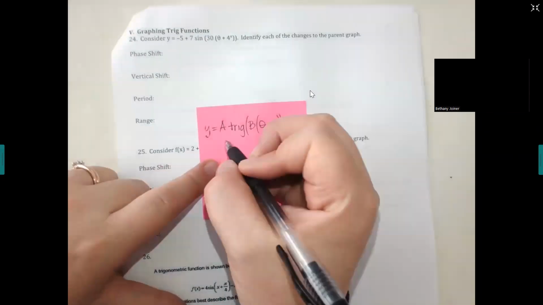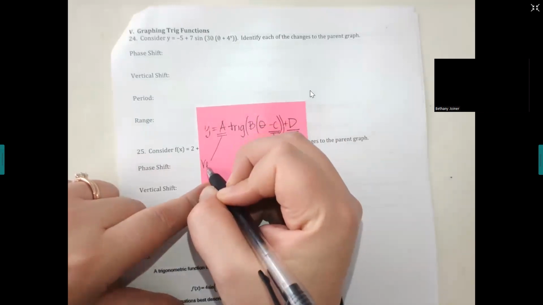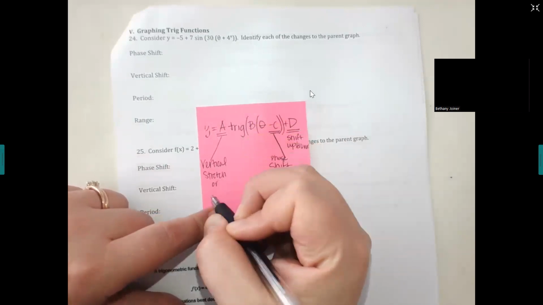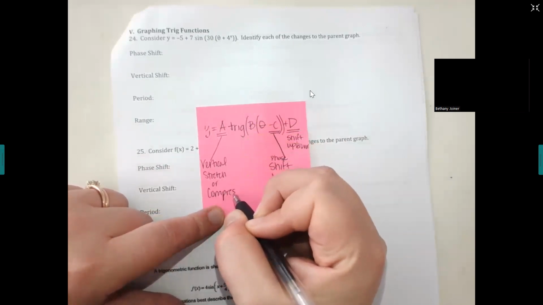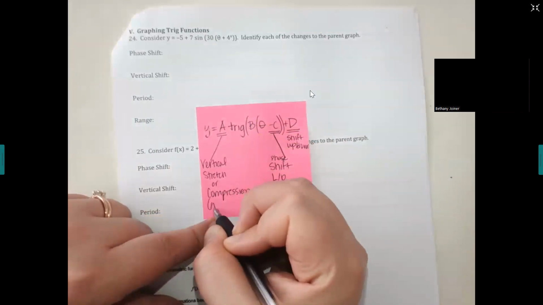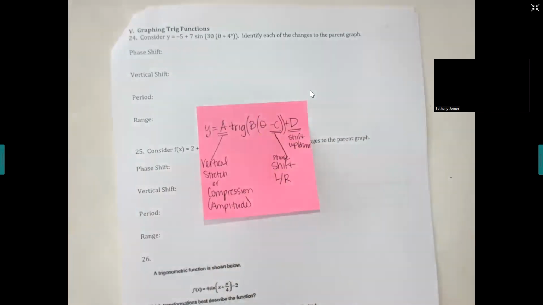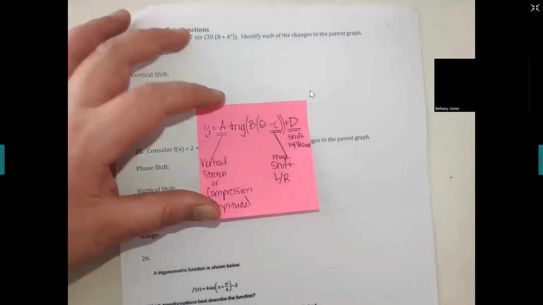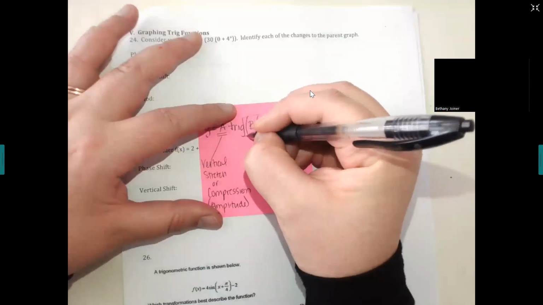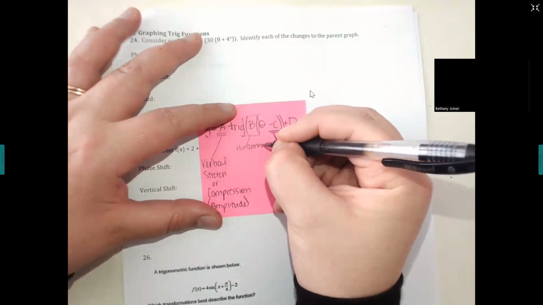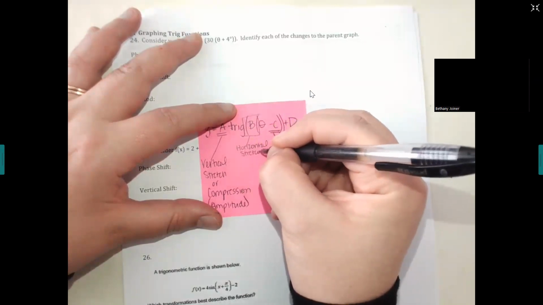The number at the front here is your vertical stretch or compression. And it is going to determine the amplitude of your sine or cosine graph. Okay, the amplitude of your sine or cosine graph. Okay, then the last number is going to be the B, which is usually between the parentheses. And that number is going to affect the horizontal stretch or compression.